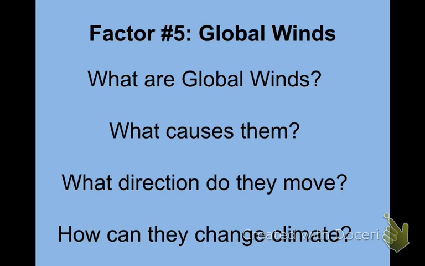In the northern hemisphere, global winds move to the right because of the Coriolis effect. Remember, if I say, do you live in the northern hemisphere? You'd say, that's right. Therefore, the winds curve to the right. In the southern hemisphere, they curve to the left. And they change climate just by balancing things out.